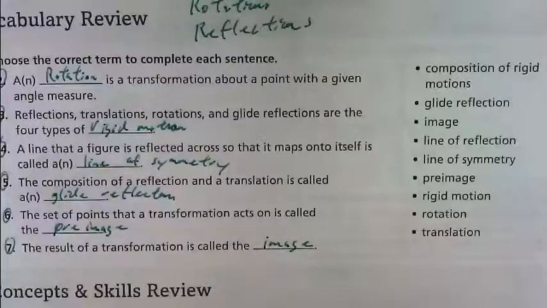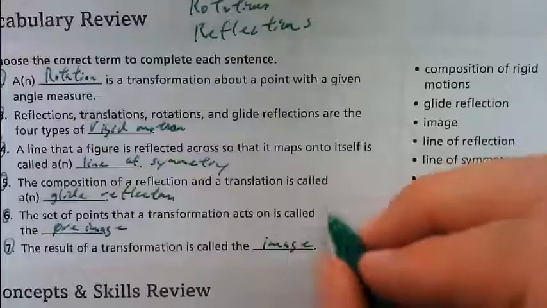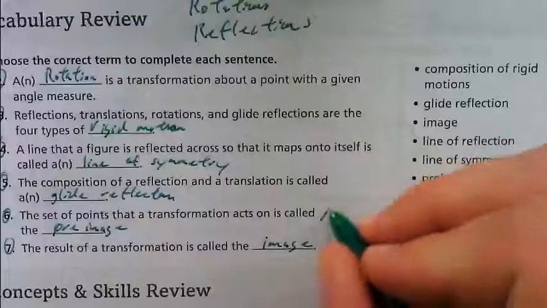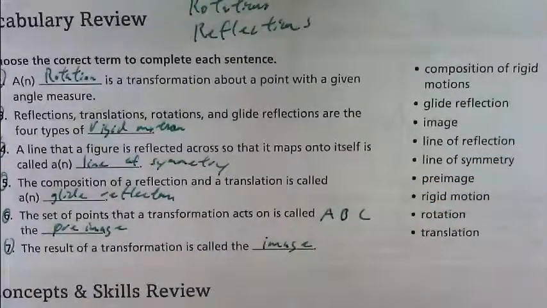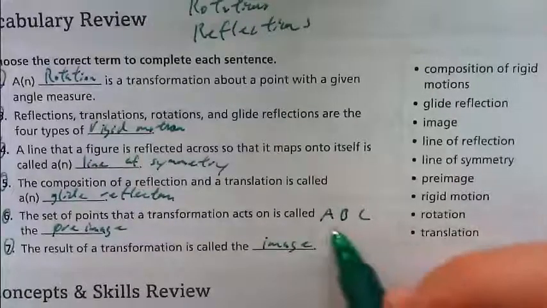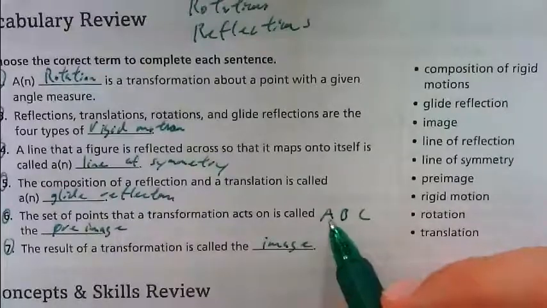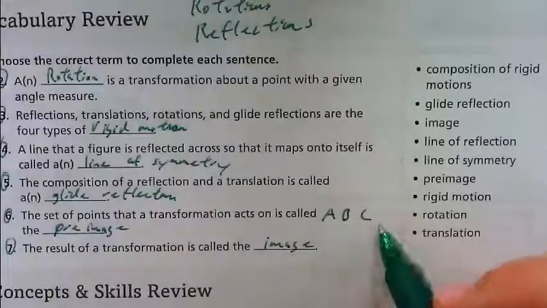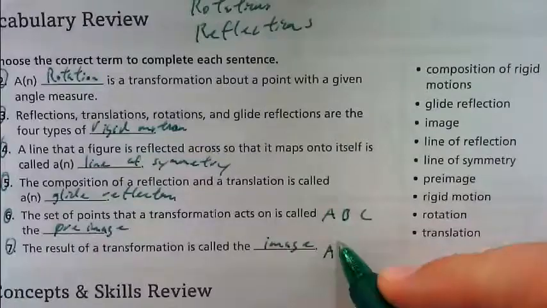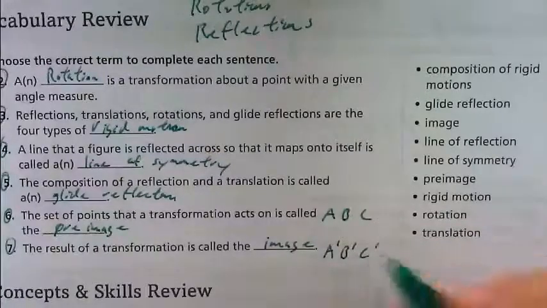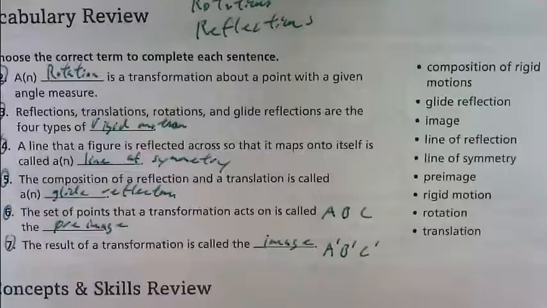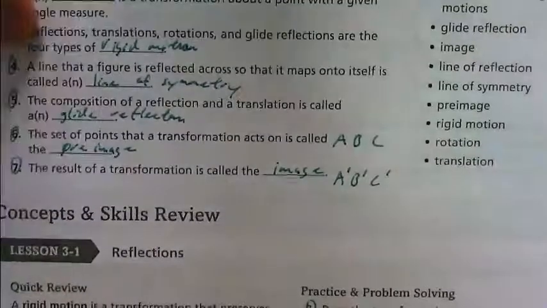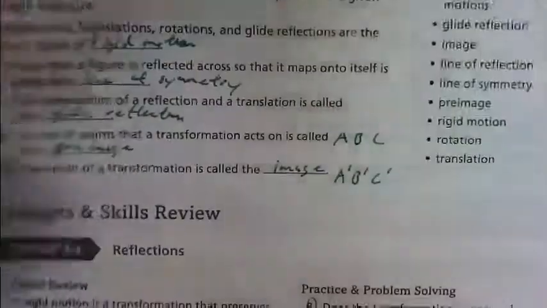Now, I might put another example here just to recap this because we've been using it a lot throughout the chapter, but we haven't talked about it a lot since the first few times. But again, it keeps appearing, so I just want to point out. If the original preimage was ABC, the image would be marked as A prime, B prime, and C prime. Remember, the primes tell you that it's the image.